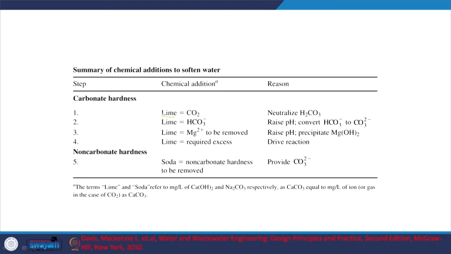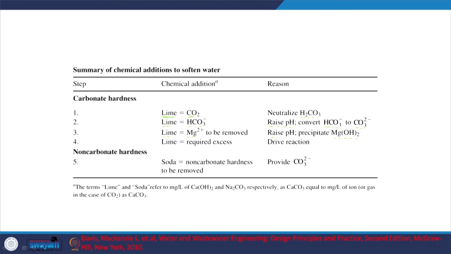This is from McKenzie et al. So, lime, we are adding it to neutralize CO2, right, neutralize H2CO3 or the dissolved CO2, and lime enough to neutralize alkalinity or HCO3 minus. Why? I want to raise the pH and convert HCO3 minus to CO3 2 minus, right. Then CaCO3 will precipitate out, and then lime equivalent to magnesium to be removed. Why? I want to raise the pH such that magnesium hydroxide precipitates out.